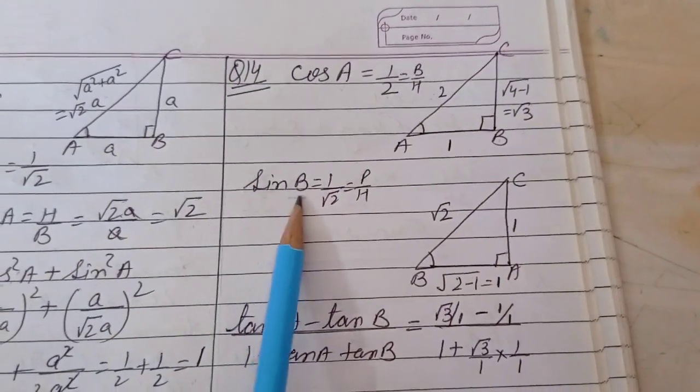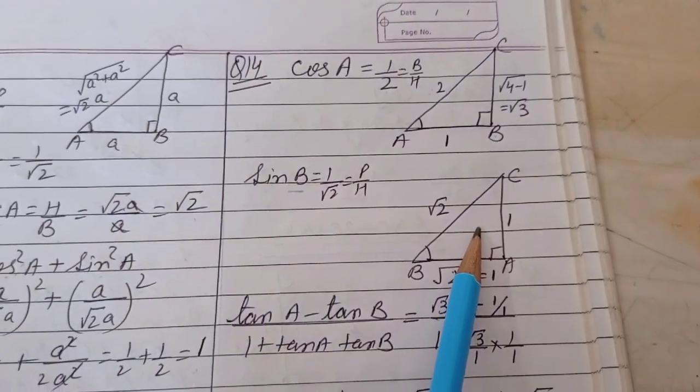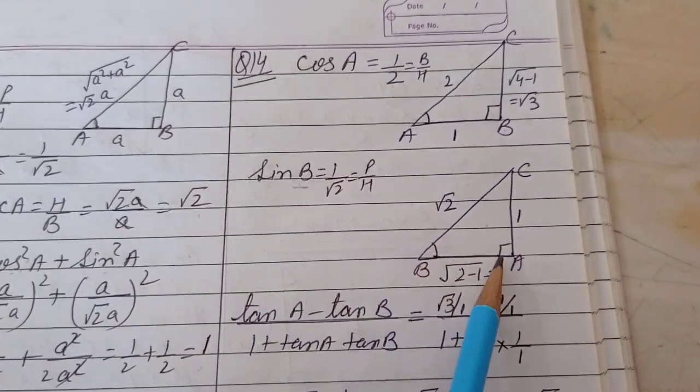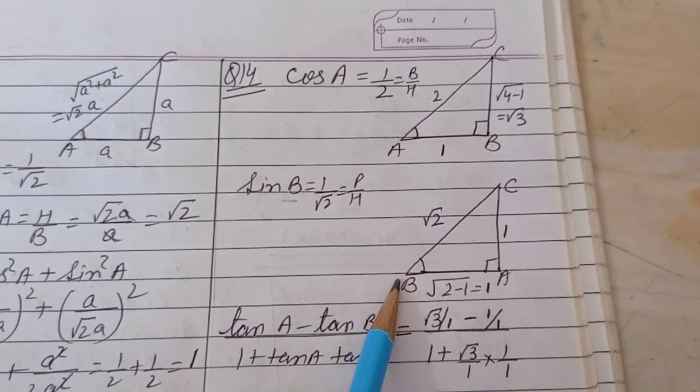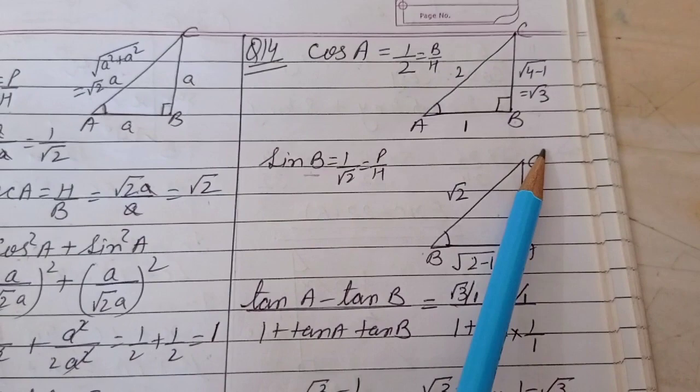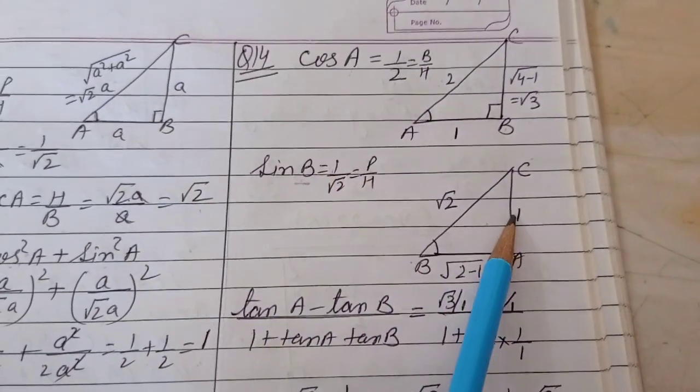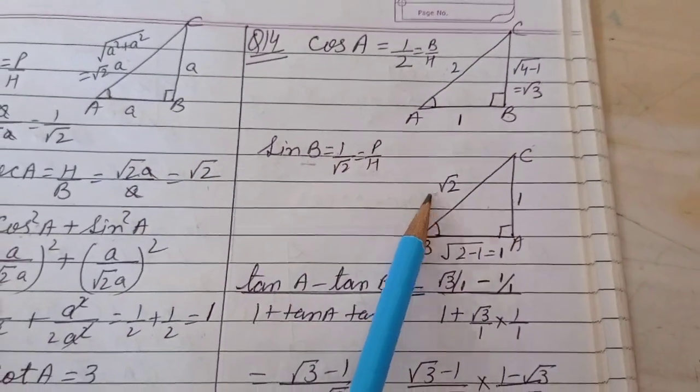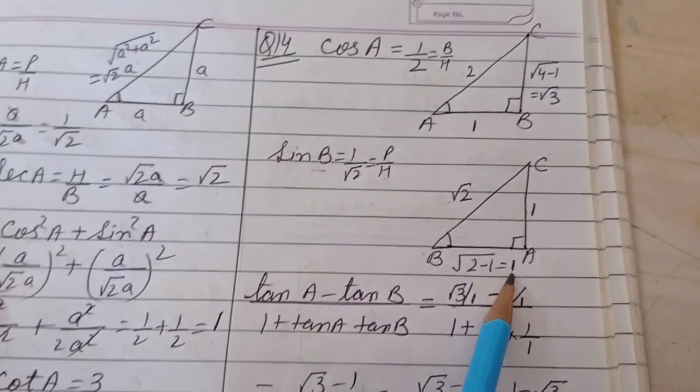Sin B, as the angle mentioned is different, again we'll draw the triangle. Now B should not be on the right angle, so I kept B over here, A here and C here. P is 1, perpendicular is 1, hypotenuse is root 2. Using Pythagoras you can find this side.